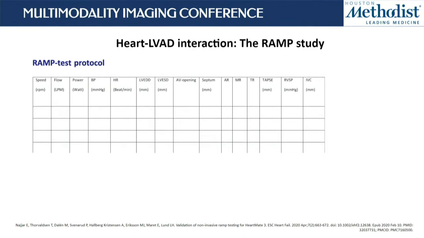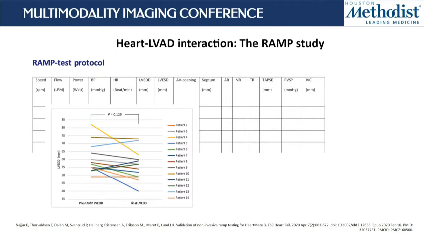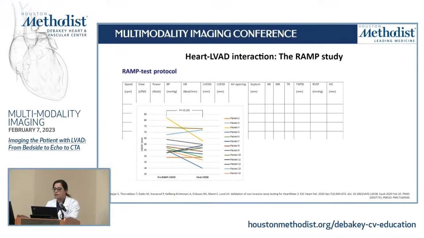I talked about the RAMP study. I know sonographers really enjoy this, and so do the readers, but it gives us very important information. I really thank you all for doing this with us and being exposed to radiation in the cath lab as well. What we're trying to do is, with each incremental speed, look at the LV diastolic dimension, the systolic dimension, the AV opening, the septum, whether it's midline or not, the AR, MR, TR, TAPSE, RV systolic pressure, and IVC. We're not very good at assessing the RV, which we could probably do better, and that needs more attention.